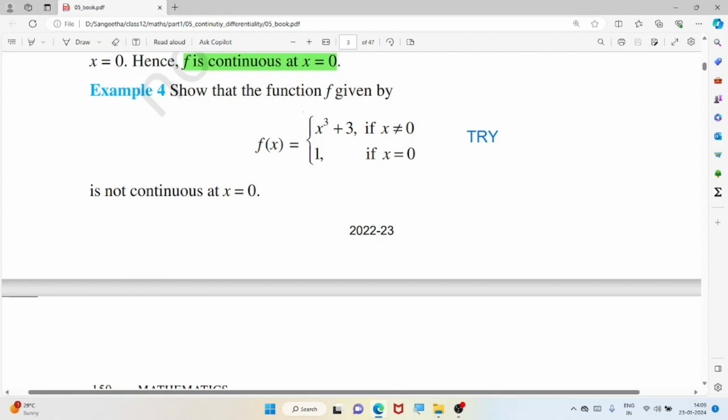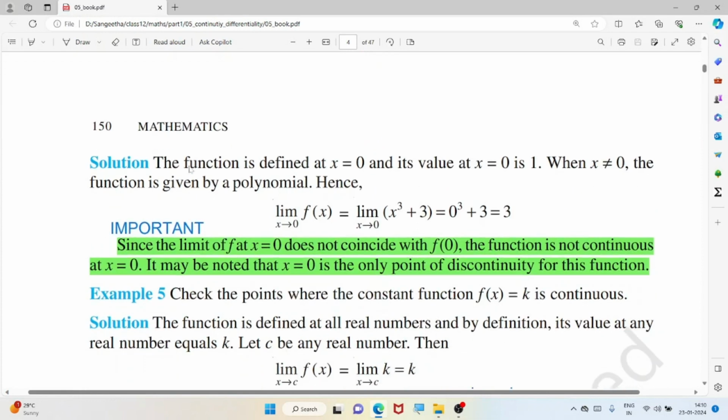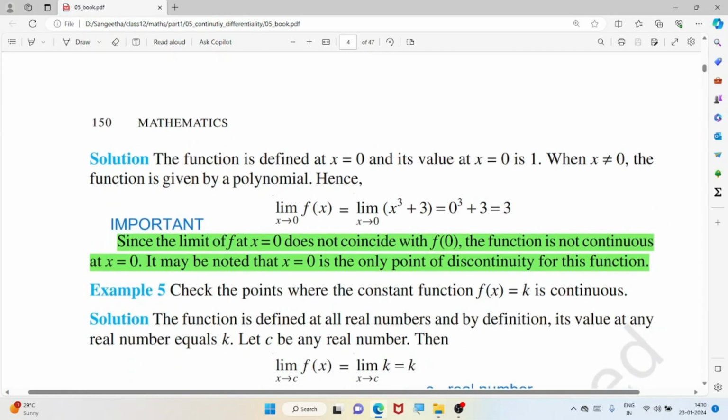See, this is for x not equal to 0, and at x equal to 0 it should be 1. Now if you put x equal to 0 in this function, you will get 3. So these two won't match, it's not continuous. We have to show that the given function f of x is not continuous at x equal to 0, because it is defined as 1 at x equal to 0, but as per this expression the value at 0 will be 3. So they are not matching.